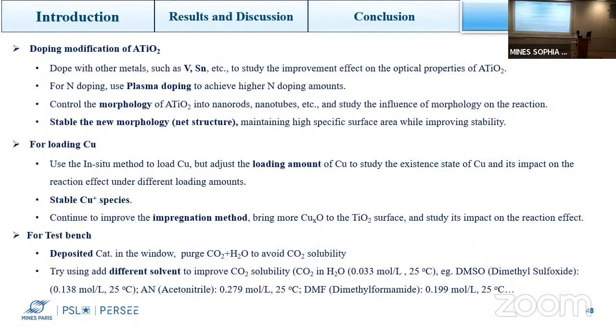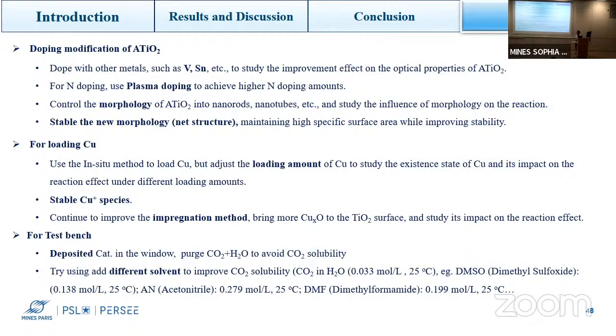And for copper loading, so far we didn't change the copper loading amount. It was just chosen from the literature. So now we want to decrease or increase the loading amount to see its effect. We also need to stabilize Cu1. We can see from my results that Cu1 is really beneficial for the reaction, so we need to find a way to stabilize the Cu1 species.